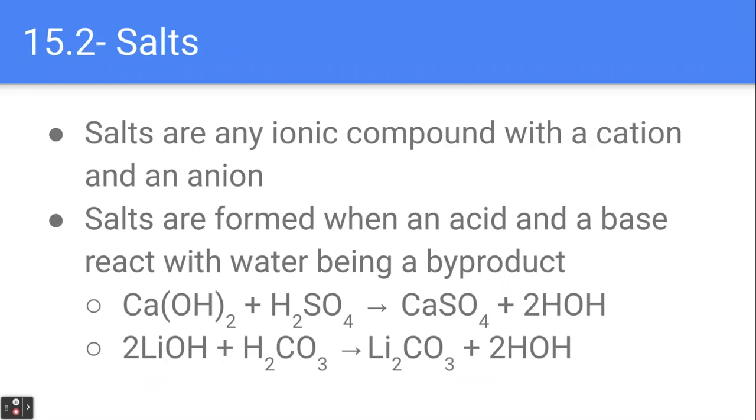So talking about salts, salts are any ionic compound with a cation and an anion. And salts are formed when acids and bases react and water is being produced as a byproduct. So let's say we have calcium hydroxide plus sulfuric acid. We're going to get calcium sulfate as our salt, and then you can see that we produce some water as well. The next one, if we have lithium hydroxide and carbonic acid, we're going to get lithium carbonate and we're going to get some water. So both of these ionic products here, these are our salts, and then we've got our water.